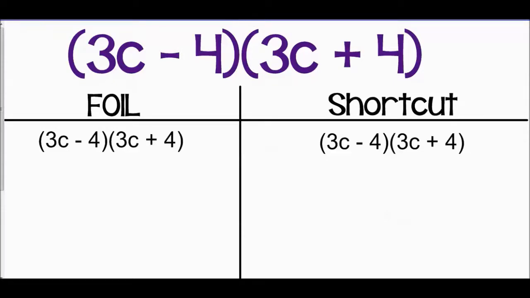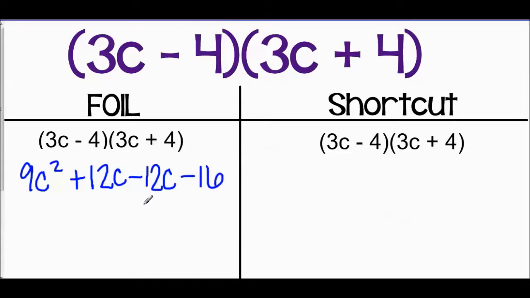So let's FOIL here on the left. First terms, 3c times 3c would be 9c squared. The outside terms, 3c times positive 4 would be positive 12c. The inside terms, negative 4 times 3c would be negative 12c. And the last terms, negative 4 times positive 4 would be negative 16. 12c and negative 12c cancel. So I'm left with 9c squared minus 16.